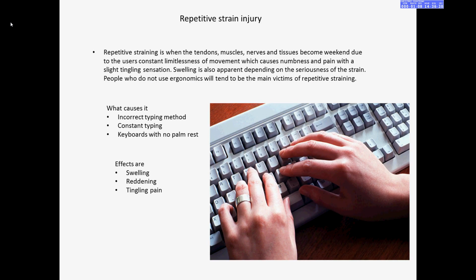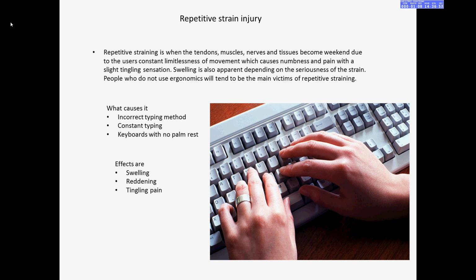So the very first injury which can be caused by using ICT related systems is repetitive strain injury, and what this is, basically, is strain or pain that the user can feel between their wrists, fingers and palms. The pain really lies in the tendons, muscles and nerves, and tissues become weakened due to the stress that you're putting on your fingers when you're typing.